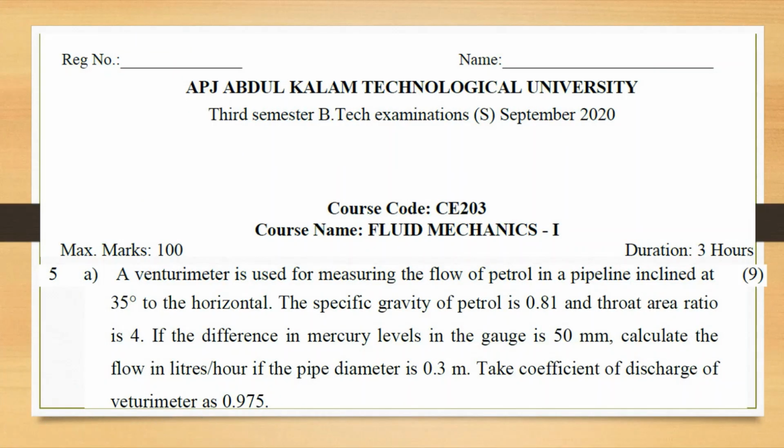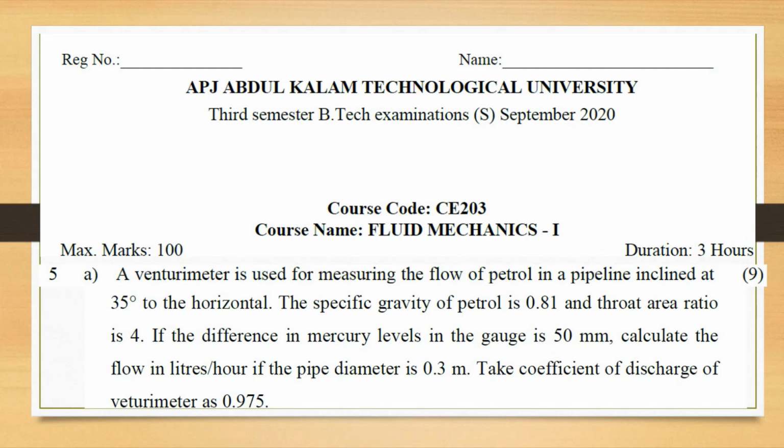Here we are with another previous year university question of KTU based on module 3 of FM. The first question is: a venturi meter is used for measuring the flow of petrol in a pipeline which is inclined at 35 degrees to the horizontal. The specific gravity of petrol is 0.81 and throat area ratio is 4. If the difference in mercury level in the gauge is 50 mm, calculate the flow in liters per hour.